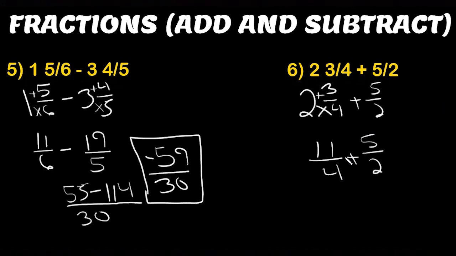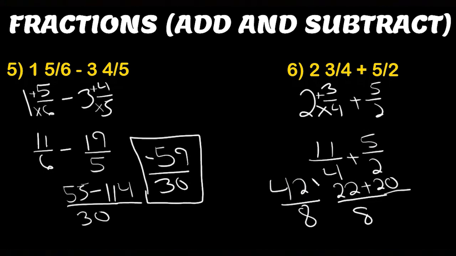So here we're going to multiply across. I get 8, right? 4 times 2. And then 11 times 2 is 22. 22 plus 4 times 5. That will give me 20. This one's pretty much done. 22 plus 20 will give you 42. 42 all over 8. Now, technically, you could reduce that if you wanted to, but I'm going to go ahead and just leave it like this. That is fine. Okay, and that is going to be our final answer.